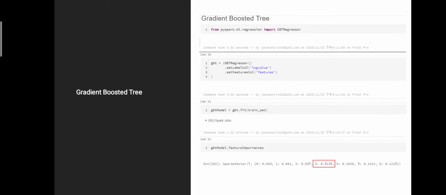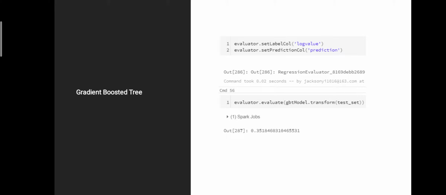Finally, we conducted a gradient-boosted tree. From the result of feature importance, we can see that the median income is the most important factor here. The root mean squared error is about 0.35, which is smaller than that of linear regression.